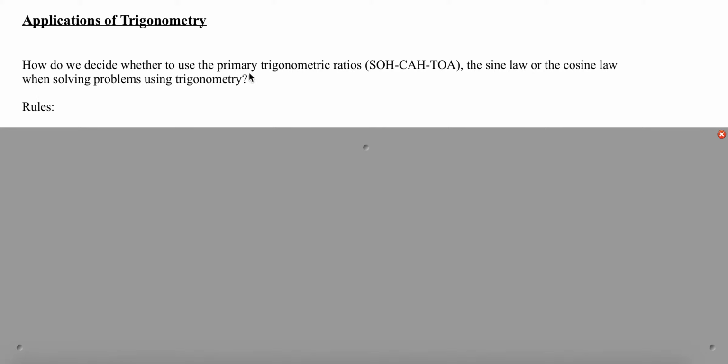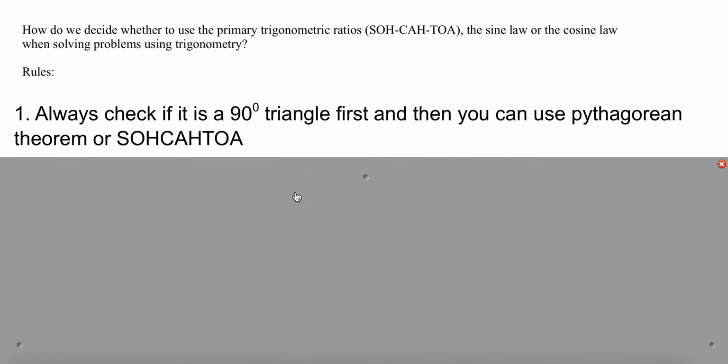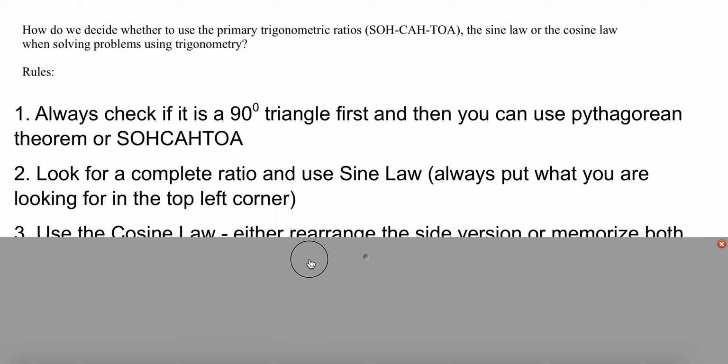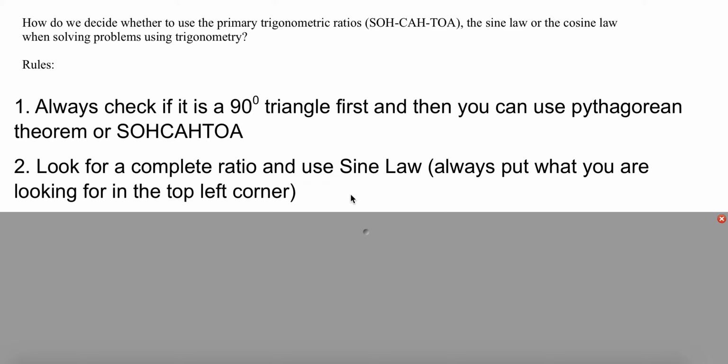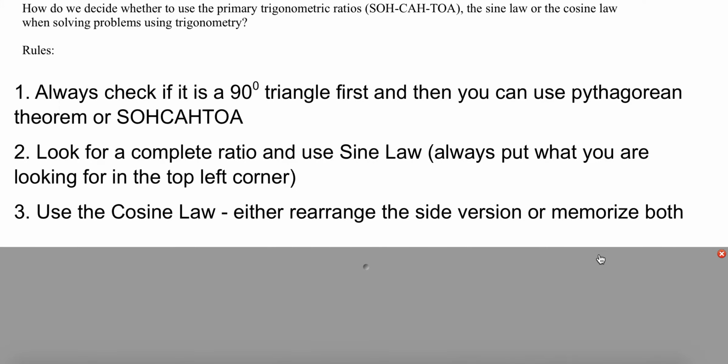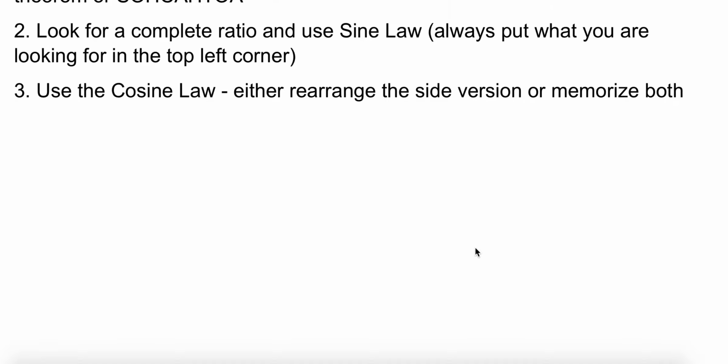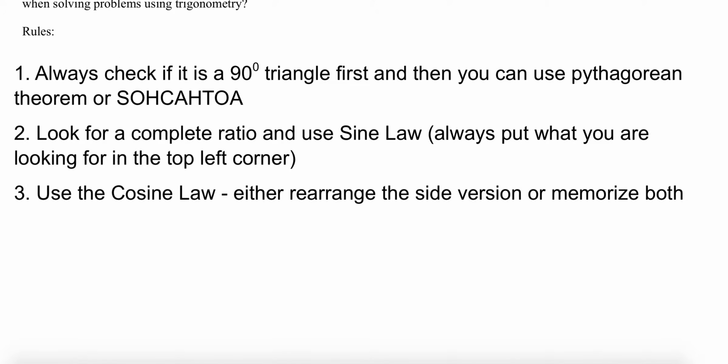So how do we decide whether we're using Sohcahtoa, Sine Law, Cosine Law? The rules: always check if it's a 90-degree angle, then you can use Pythagorean theorem or Sohcahtoa. So look for that 90. If there's no 90, look for a complete ratio, so an angle directly across from a side. And remember, I always put what I'm looking for in the top left corner of the sine law. And then finally you'd use the cosine law. You can either rearrange the side version or memorize both of them, I don't really care.